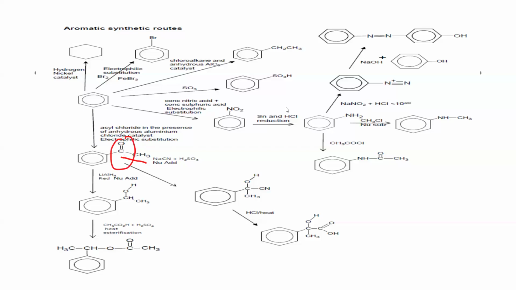What happened to the Cl? The Cl combined with the hydrogen, because in a coupling one hydrogen is removed and the Cl is removed, so they combine with each other. So it will produce HCl. Misty fumes will be there.